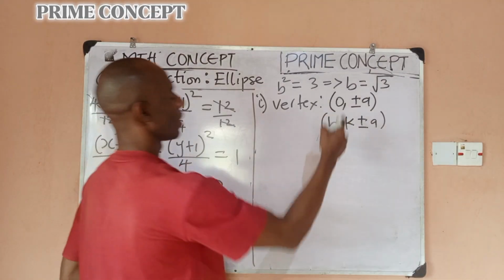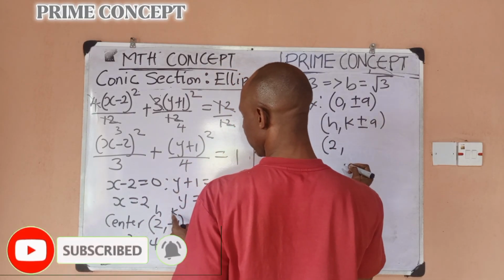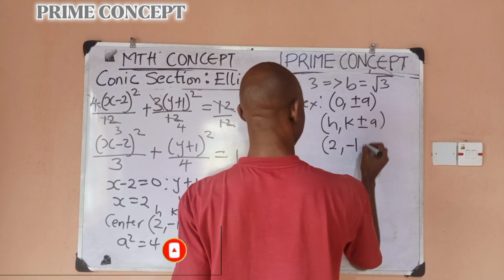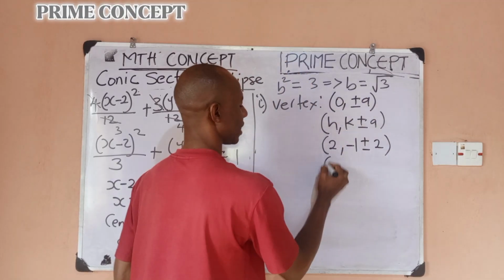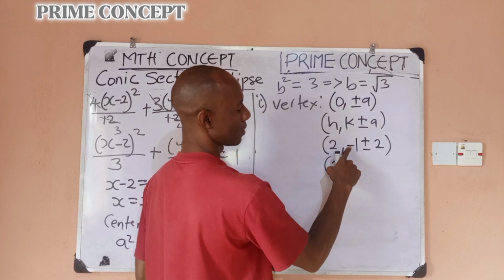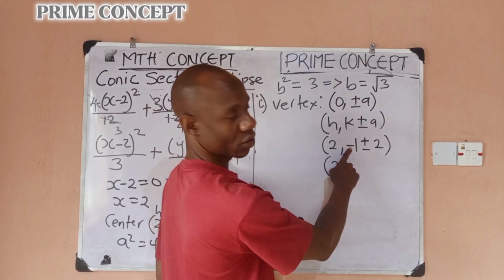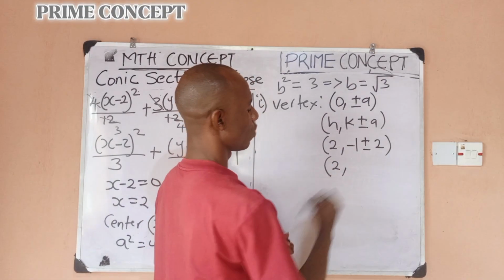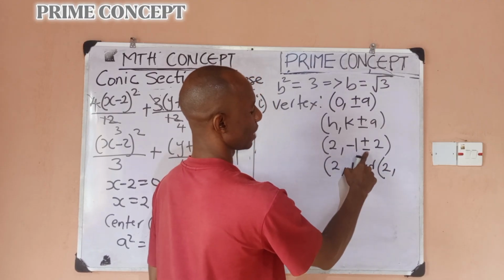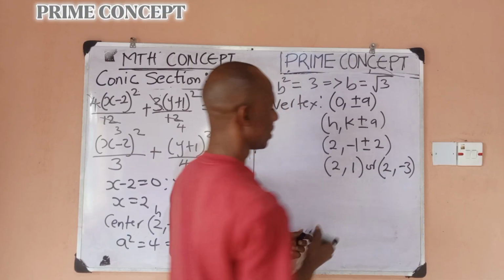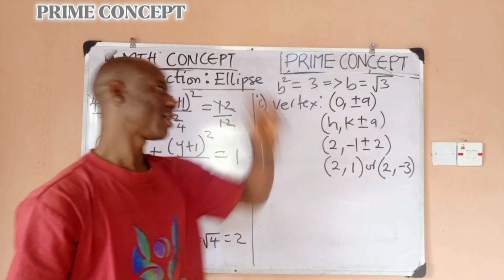Now, what is my h? My h is 2, and my k is what? Minus 1, plus or minus, what is my a? My a is 2. So I quickly say that my vertex is (2, ...). If I do the first, minus 1 plus 2 is going to be 1. So I have (2, 1), or (2, minus 1 minus 2), which is (2, -3). So this is my possible vertex, (2, 1) or (2, -3). So that is my vertex.